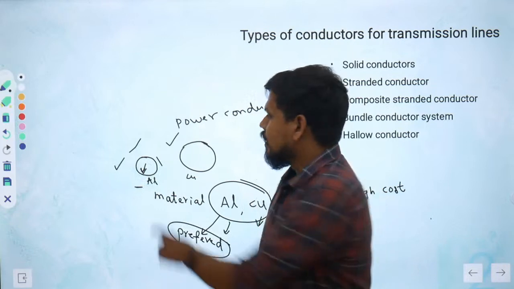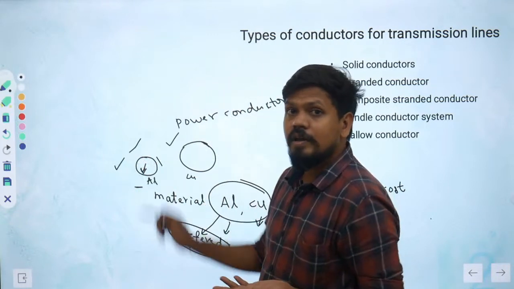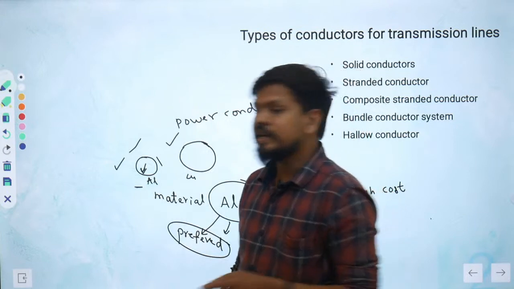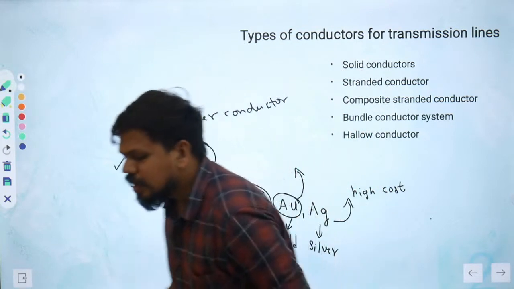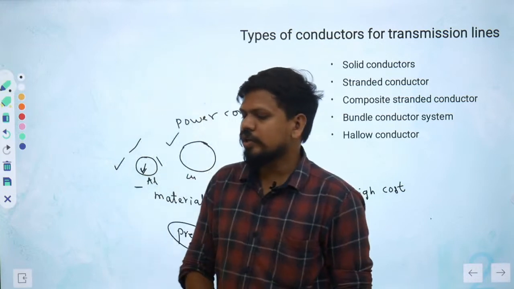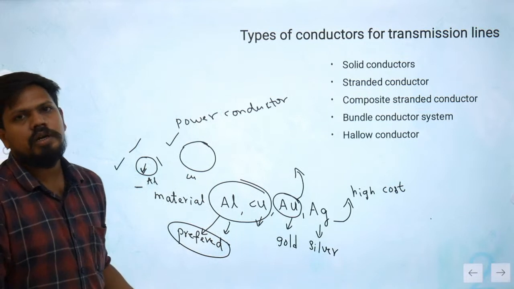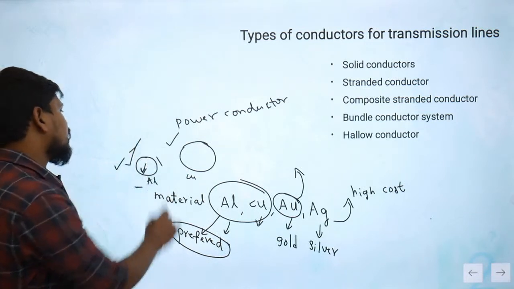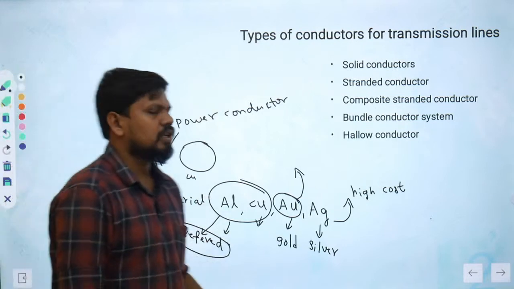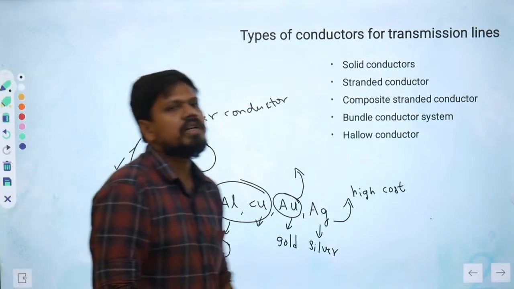Why? Because of the material: how much amount we need for making the transmission lines is less for aluminum conductors. Understood, right? Whenever it is less, then definitely we will prefer aluminum conductors only. That's why we are using aluminum conductors for the transmission lines. This is the main advantage, and there are some other advantages also.